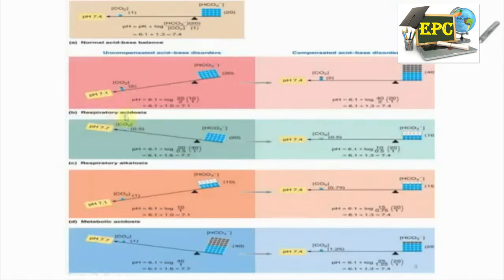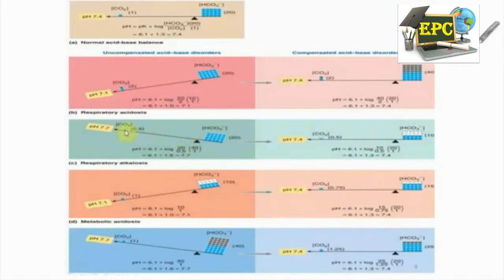I'm not going to do all of them. So in respiratory acidosis, we're going to have what? Increase in CO2, right? Okay, so what is our kidney going to do so we can compensate? It's going to increase the bicarb, as you can see here. And of course, in respiratory alkalosis, the other way around.